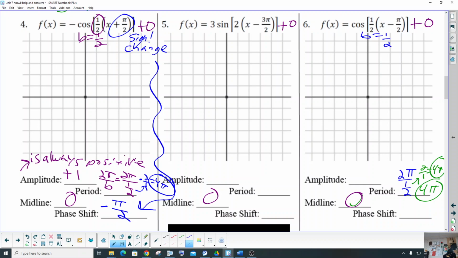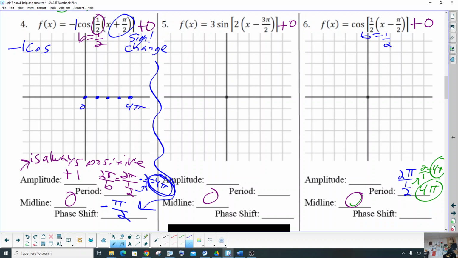So now that we have all the parts to it, now we're going to graph it. And so the tricky part is we have to use the parent function. So let's see, what's our parent function? Well, we have a negative cosine. Amplitude is 1. Our midline is 0, and we already have our period. Oh yeah, what was our period? 4 pi. So do you remember how many dots we do? 5 dots. So we're going from 0 to 4 pi, and that's our period.